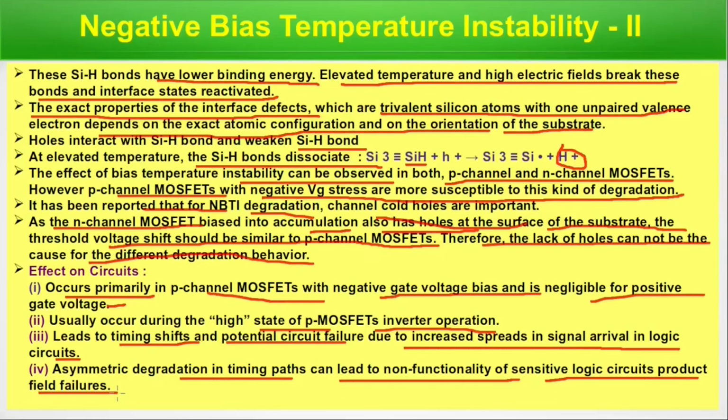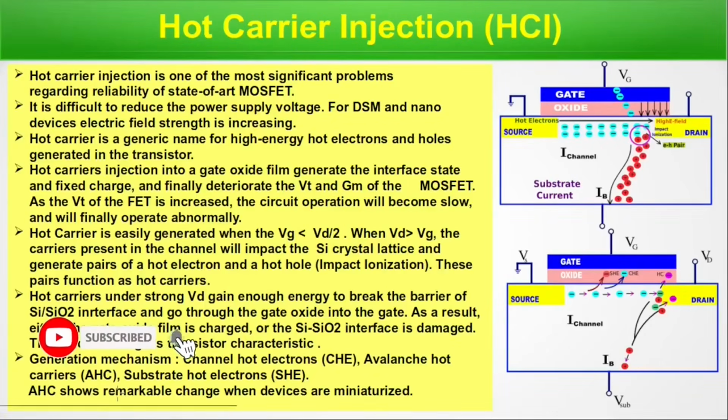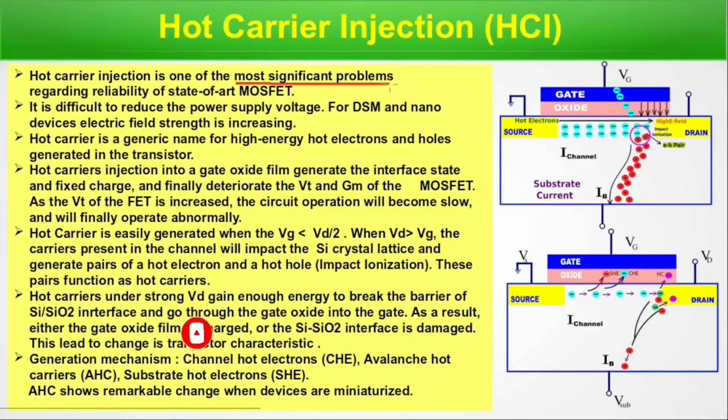If it cannot do the matching, then it's not working in proper way. So we are done with negative bias temperature instability, and now we will move to the next slide. Hot carrier injection. That is another phenomenon that leads to failure. Hot carrier injection is one of the most significant problems regarding reliability of state-of-art MOSFET.